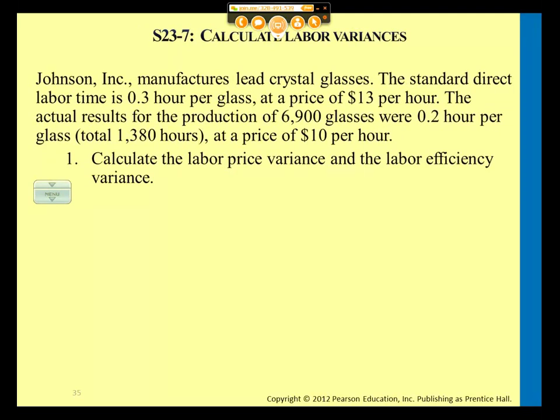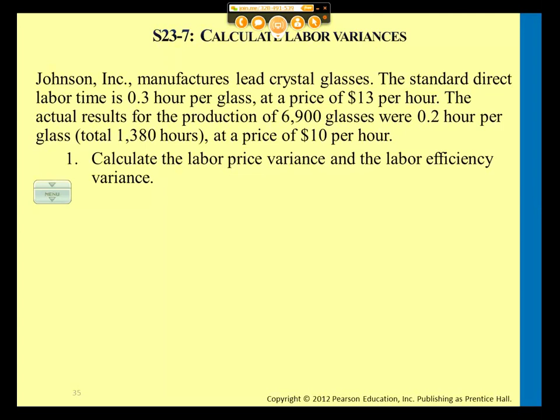So now that you remember all of that, let's do 23.7. And that's calculating labor variances. The idea is the same, right? Materials, labor, the idea is very similar. What you need to do here is calculate the variances. So we'll have what? Direct labor price variance and direct labor quantity variance. Efficiency variance, right?